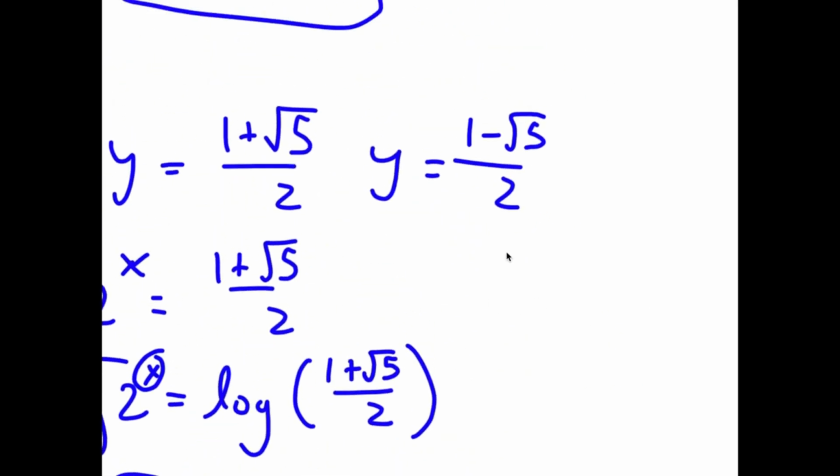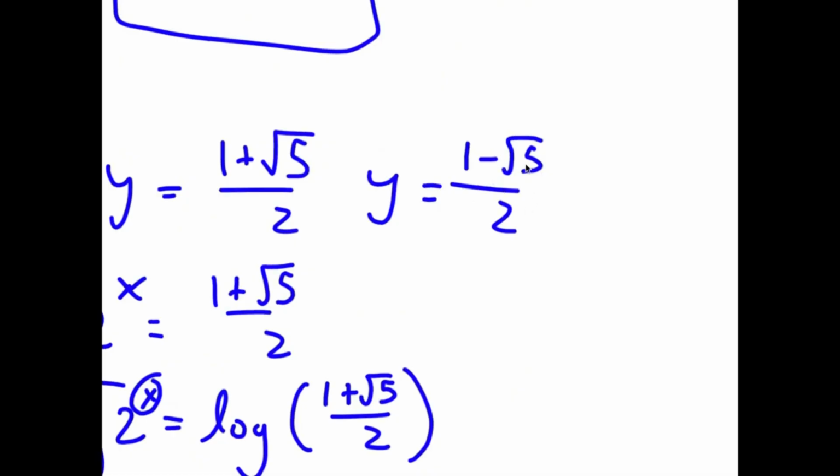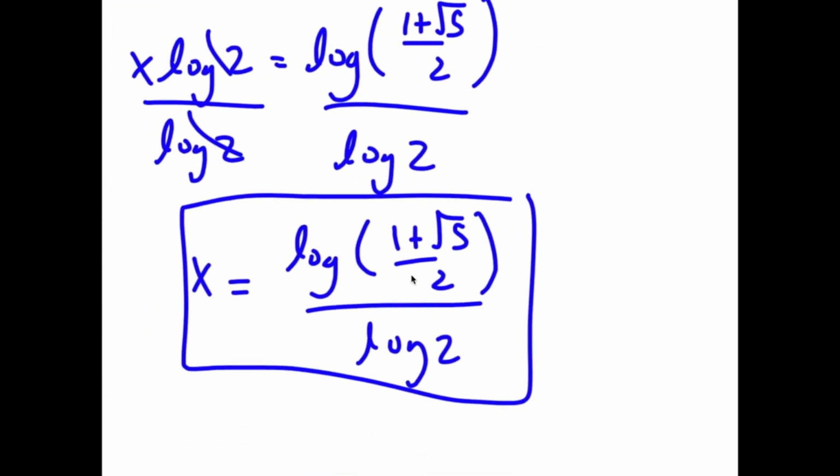Now for y equals (1 minus the square root of 5) over 2, well, 1 minus the square root of 5, that's going to be negative, and you can't take 2 to the power of x and make it a negative number, so this is wrong. So my only solution is right here.